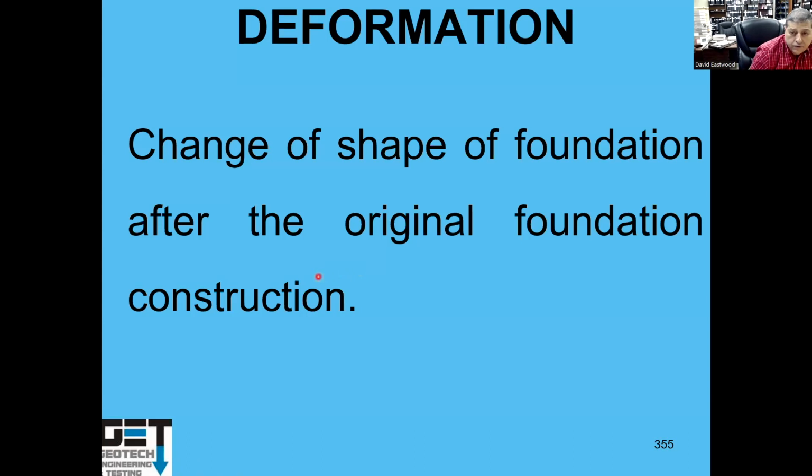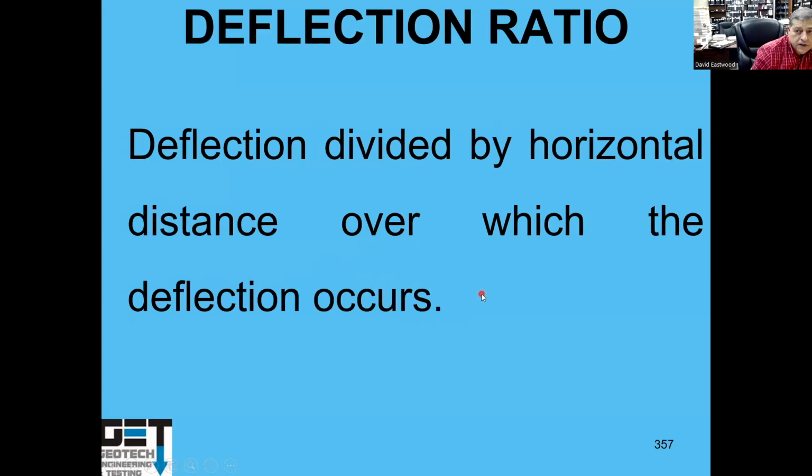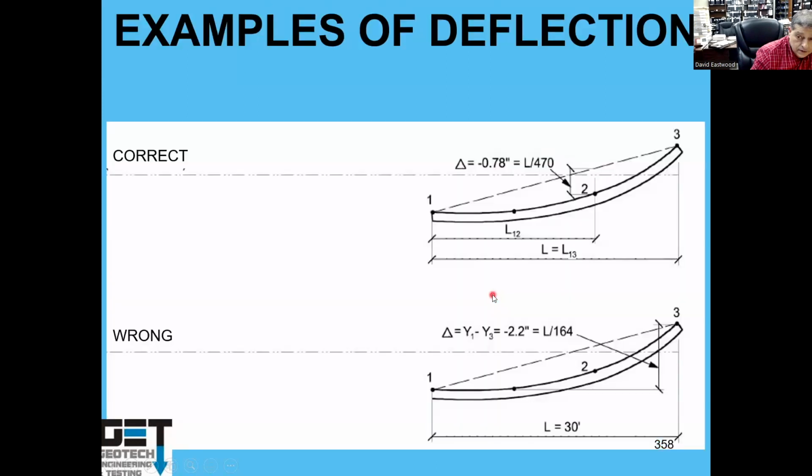Here's a concept called deformation, which is change of the shape of the foundation after the original foundation construction. Deflection is the maximum deviation from a straight line between 2 points. Deflection ratio is deflection divided by the horizontal distance over which the deflection occurs. So if you measure the deflection between points 1 and 3, right here it is 0.2. You got 3 points. This is deflection. This is not the deflection. It's not correct. It's the correct deflection.